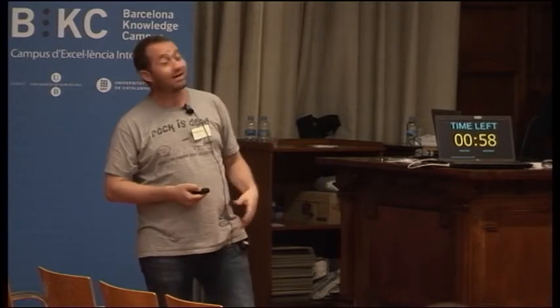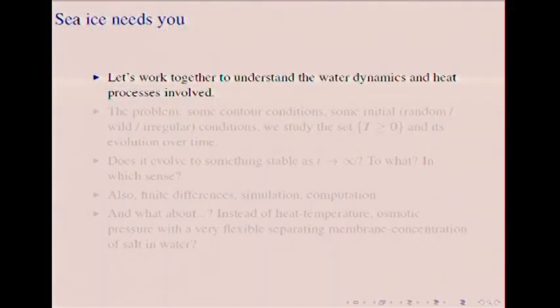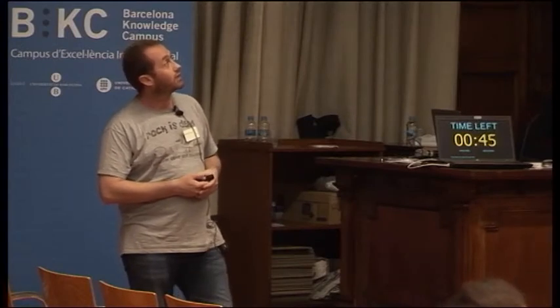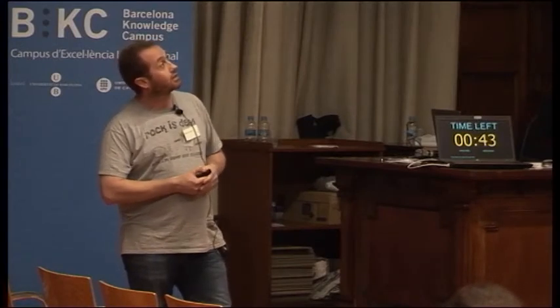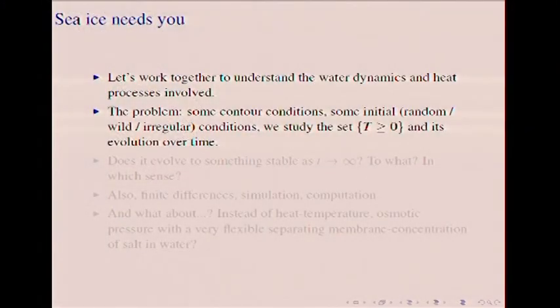So I need you for this. I need help because I am not a physicist, and I think it's a topic where we need to understand better the dynamics of water and heat processes involved. I want to study a problem with some boundary conditions and some initial conditions that reflect the wildness already. We want to study the set of the places where the temperature is bigger than 0 at a given time, and its evolution over time.